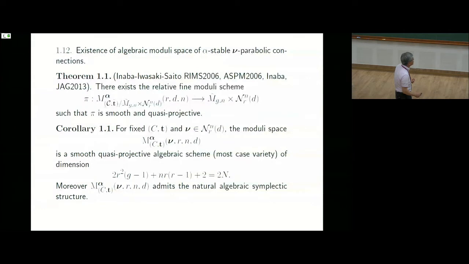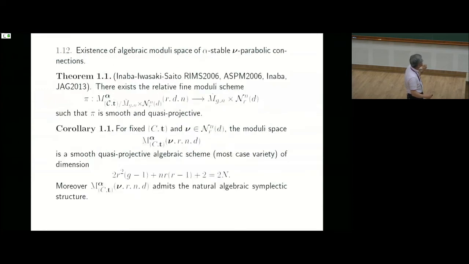So M_{g,n} tilde is a covering of M_{g,n}, such that you have a universal family of the curves and the points on that. Usually on M_{g,n} you don't have the universal family of the C and t, but if you take a covering, you have a universal family of the curve and the points. And here is the space of the local exponent. So over these spaces, you have a relatively fine moduli scheme of the α-stable new parabolic connection. And then if you fix C, t and ν, the fiber is just this moduli space.